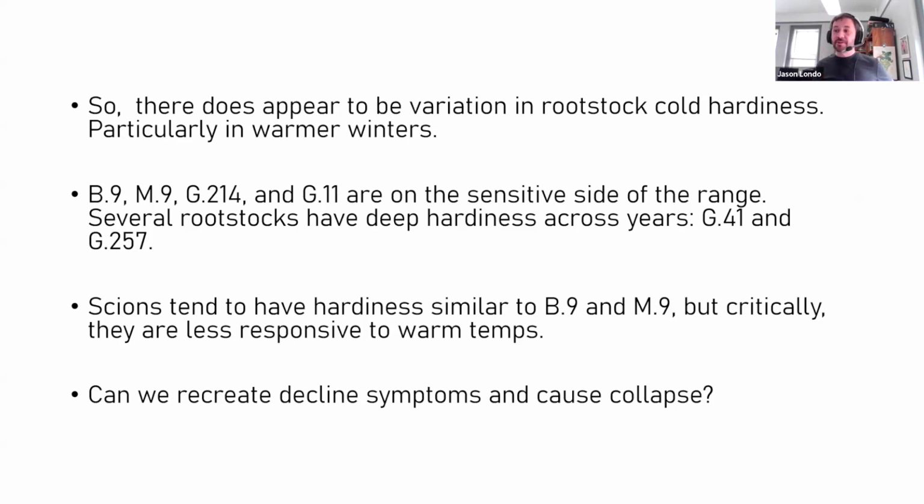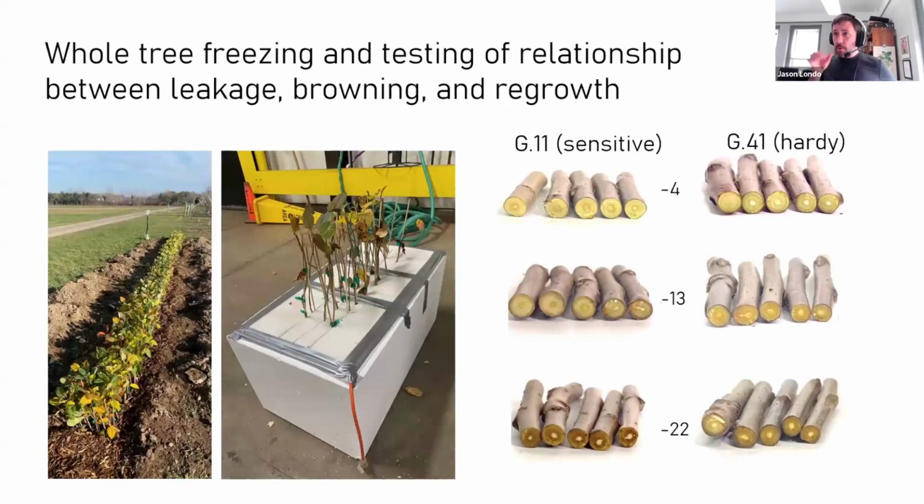So next I wanted to address whether or not we can recreate the decline symptoms that we see in the field with freeze damage. So this is all real preliminary. It's mostly looking at some cool pictures. But what we do is we're freezing whole trees now instead of segments. And so we take, in this case, the picture on the left here is G41 and G11 rootstock liners. We plant them in a trench in the field so they get a normal fall and normal winter, and then we pull them from the field. We put them into these insulated root boxes to protect the roots, and then we freeze the whole top of the tree to lots of different temperatures.